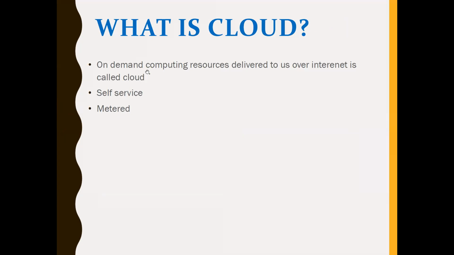See here, what is cloud? On-demand computing resources delivered to us over the internet is called cloud. It's self-service. You don't need a separate team for it. You can create the infrastructure on the fly and it is metered. Metered means you pay only for what you use. Let's say you use it only for 1 hour. You pay only for 1 hour.